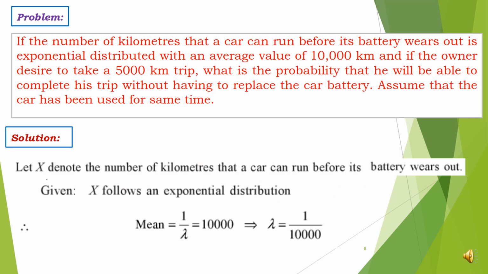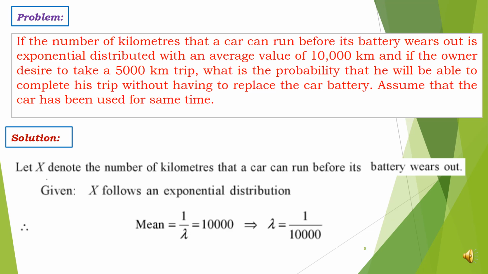Next problem is the car battery example. So let us consider a practical example. The number of kilometers a car can run before its battery fails follows an exponential distribution with an average of 10,000 kilometers. We are asked to find the probability that the car can complete a 5,000 kilometer trip without battery replacement. Since the exponential distribution models lifetimes, we calculate the probability that the battery lasts beyond 5,000 kilometers.